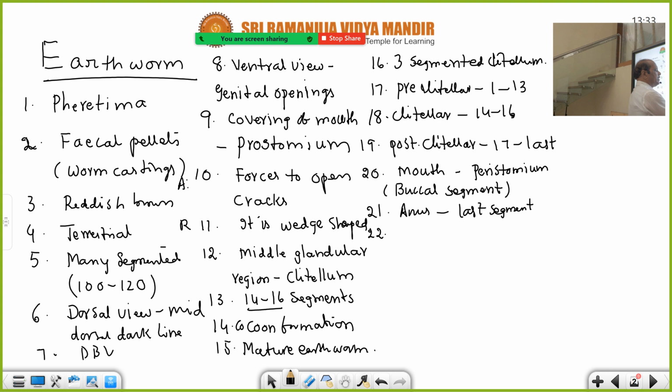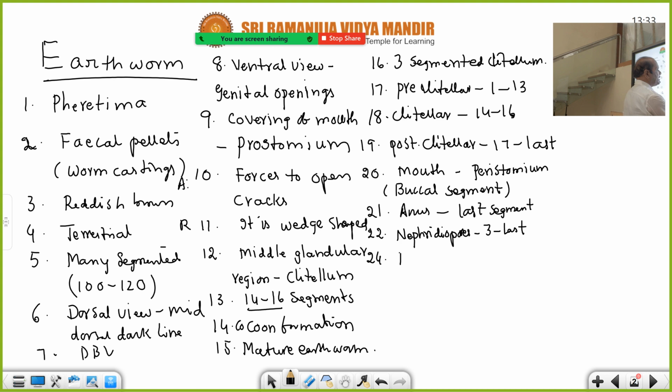And nephridiopores, excretory pores or nephridiopores, you can say like that. Of course, in the book the first segment is not given for excretory pores. Numerous nephridiopores are present from the third segment to the last segment. These excretory pores are present.